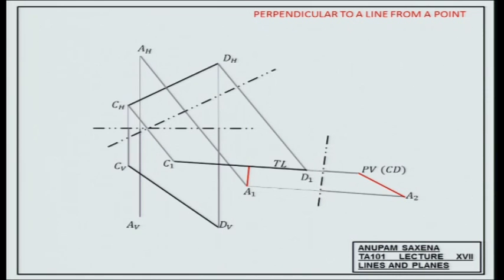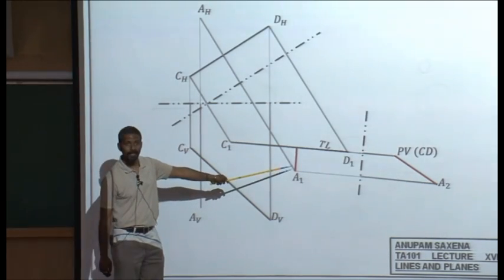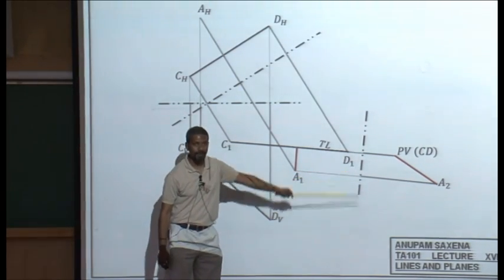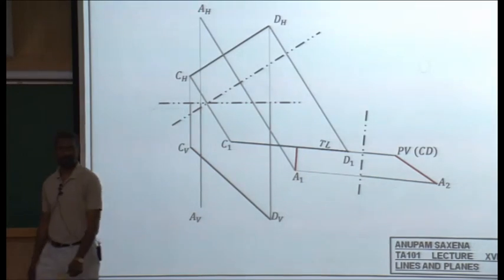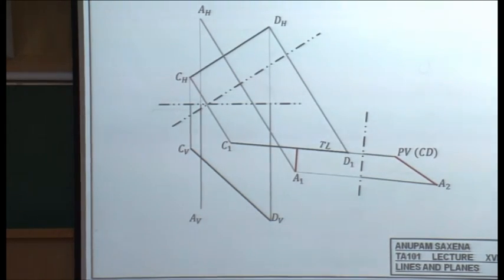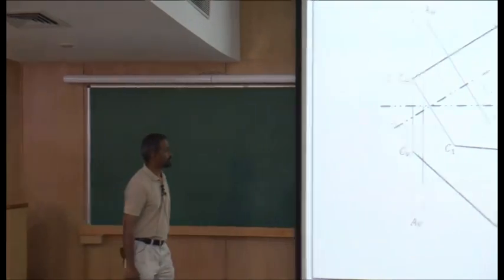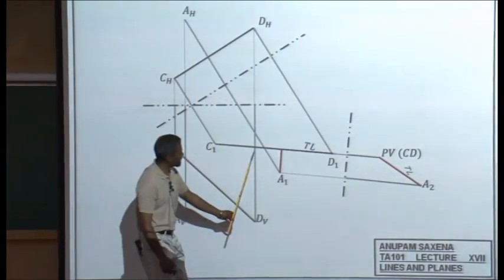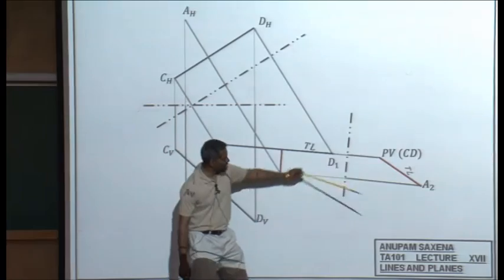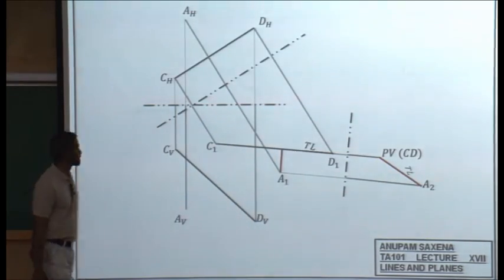Would this mean true length? Why is that? Because this guy is parallel to this hinge line. If one of the projections is parallel to the hinge line, the other projection will contain the true length. Quite mechanical now. So this would be in true length. So you'll have the perpendicular over here. You'll ensure that this guy is perpendicular, and you'll find the true length of this perpendicular from here. Get back.